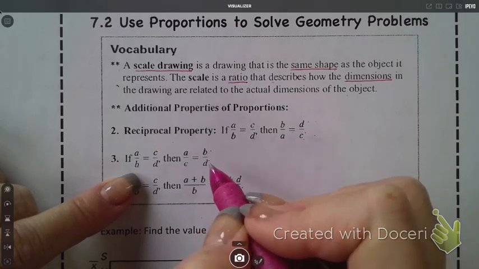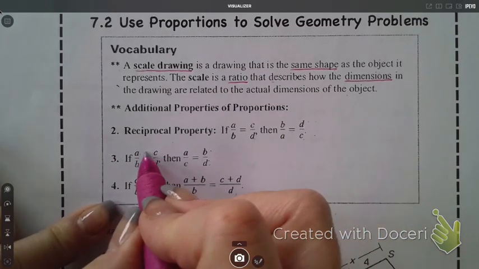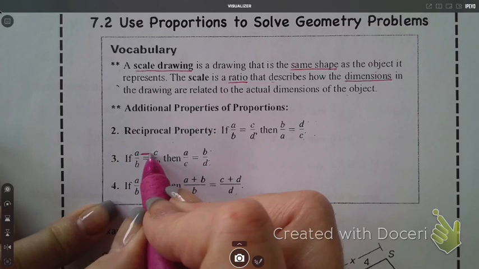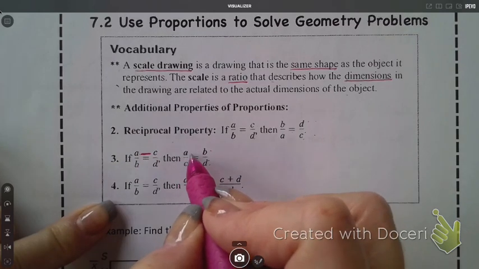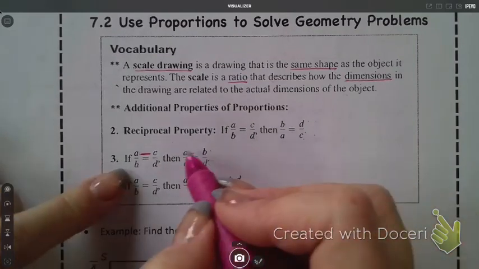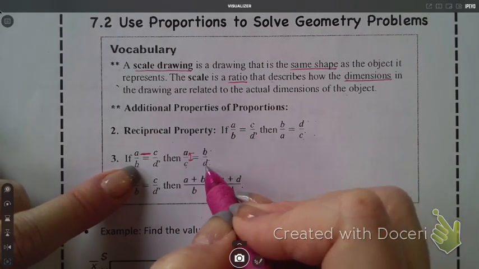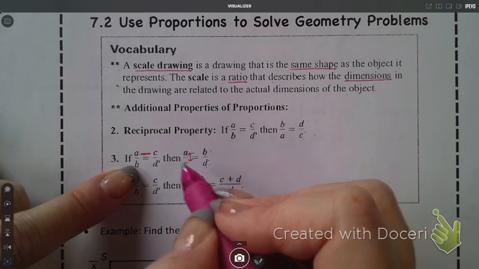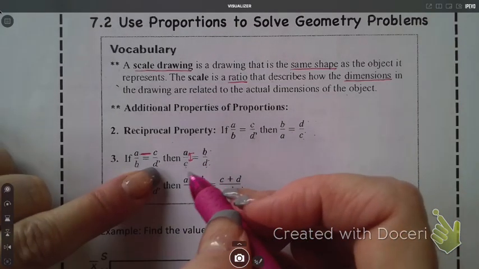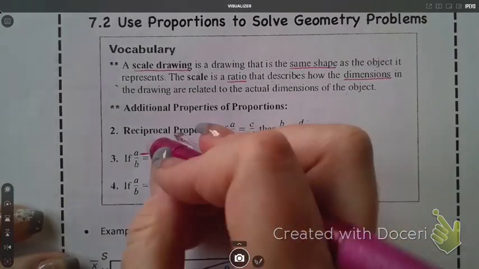So what happened there? You switched it. Right, when I had the corresponding across from each other in the first one, I put them above and below each other in the second one. Does A still correspond to B? Yes. Does C still correspond to D? Yes. The only thing I couldn't do is put that D in the numerator because it does not correspond with A.